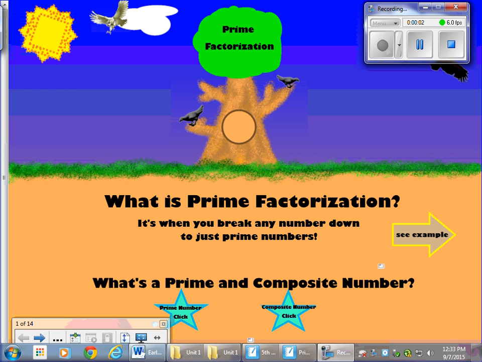Today's math lesson, we're working with prime and composite numbers. This might be review to some of you, others this might be new, so let's take a look. There are two different types of numbers: there's a prime number and there's a composite number.